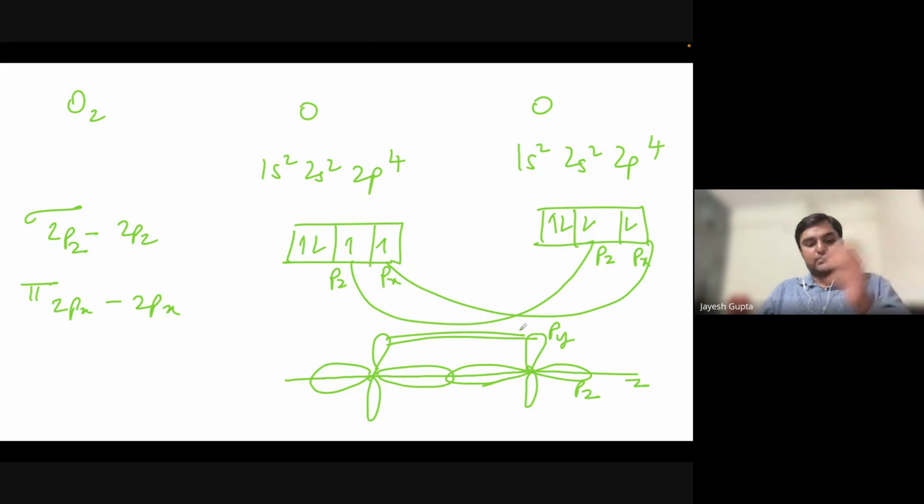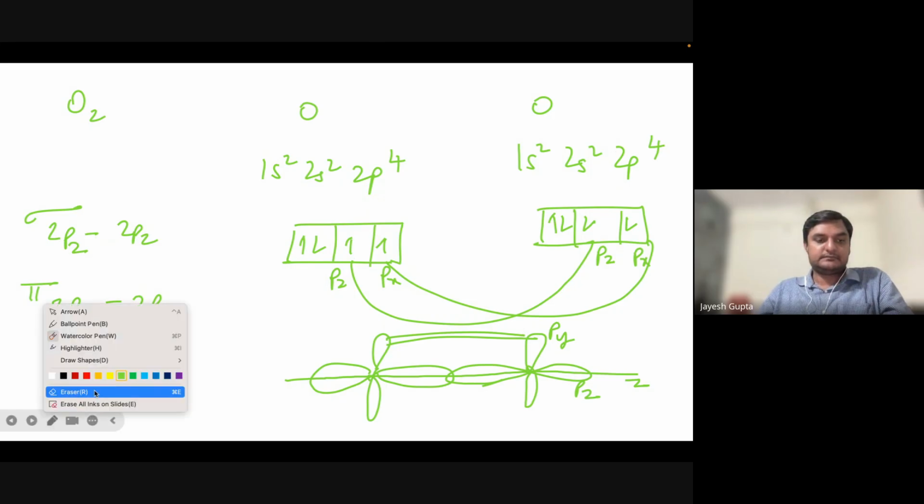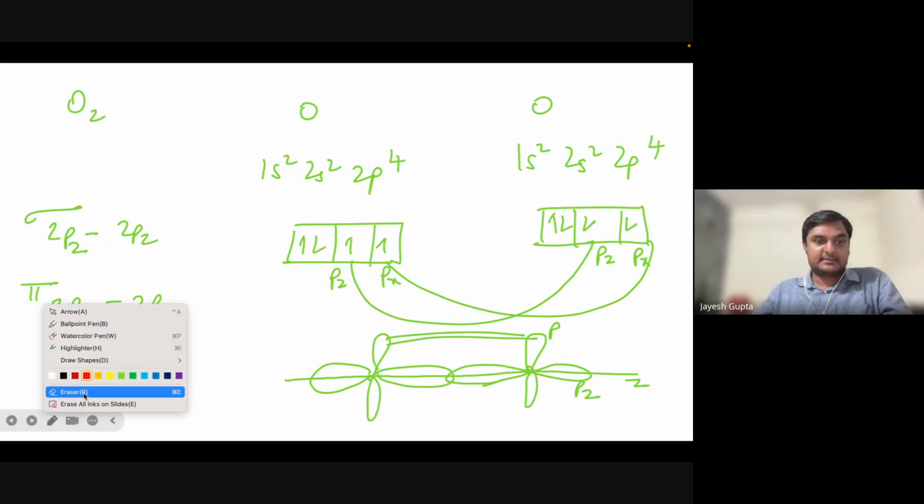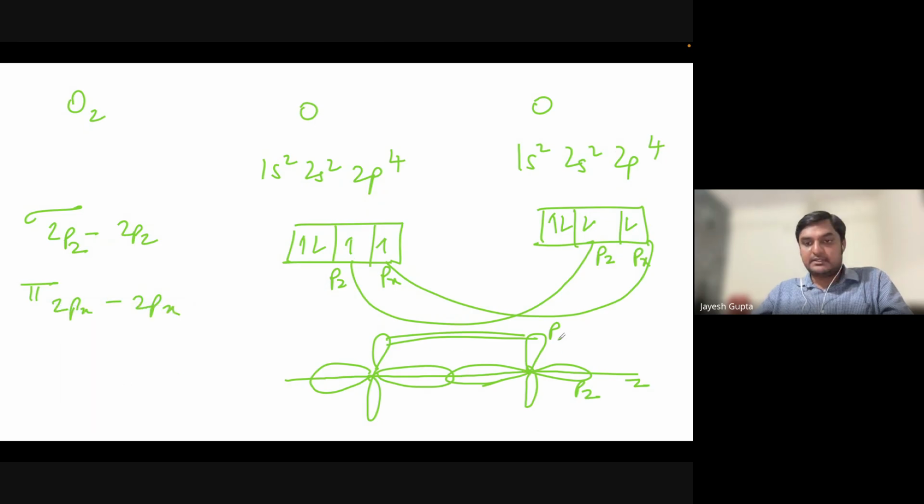You can make it from y also. Sigma 2py, pi 2py, no issue. Sorry, I have made a mistake, py should be px, since I used x here. So the pi bond is between px and the sigma bond between pz. In this way, the bond is formed. Any doubt in this, that how pi is formed along with sigma?